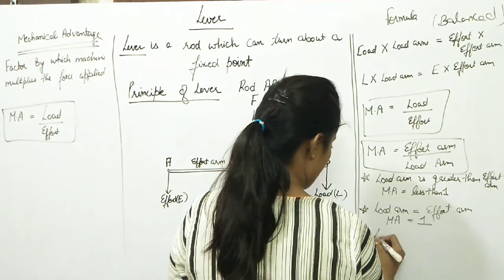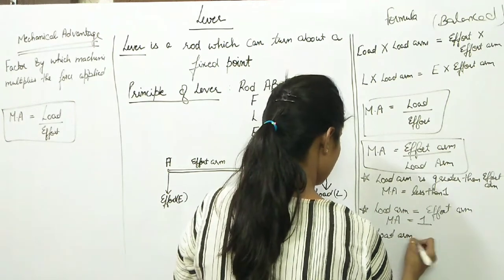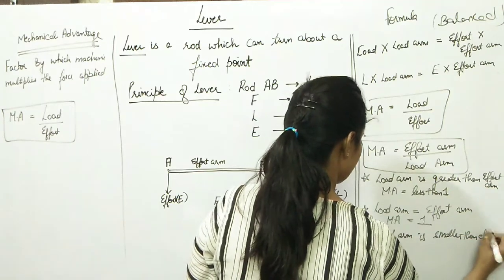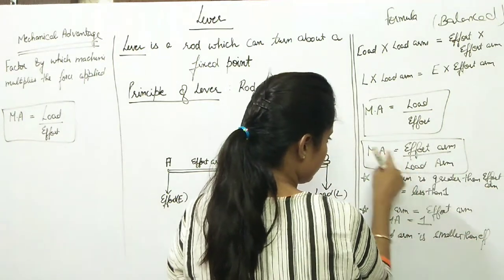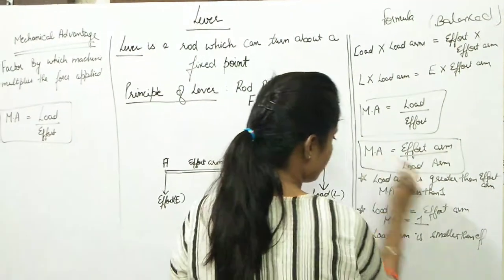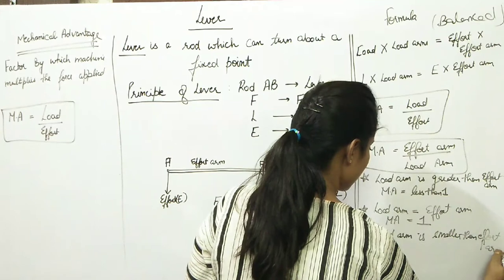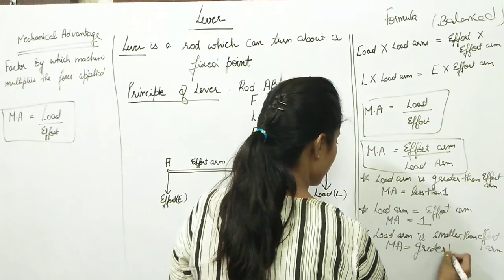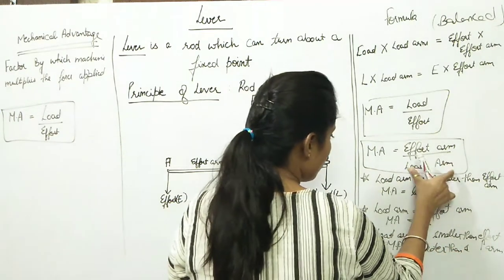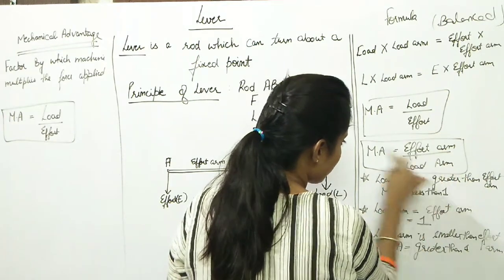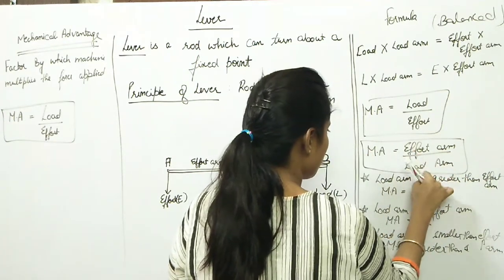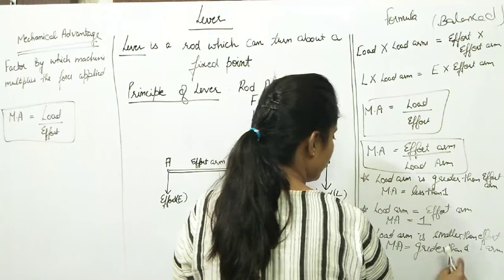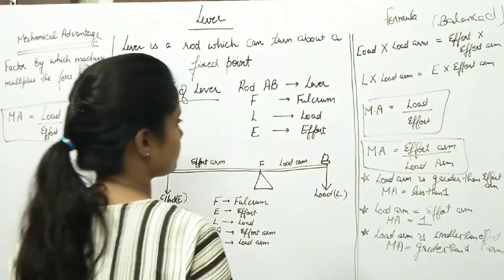Third point, when the load arm is smaller than the effort arm, this is inversely proportional, so the mechanical advantage will be greater than 1. We compare like this: when the load arm is greater, the mechanical advantage will be less. If both are equal, the mechanical advantage is equal to 1. If the load arm is smaller, the mechanical advantage will be greater. These are the formulas. You have to remember these.